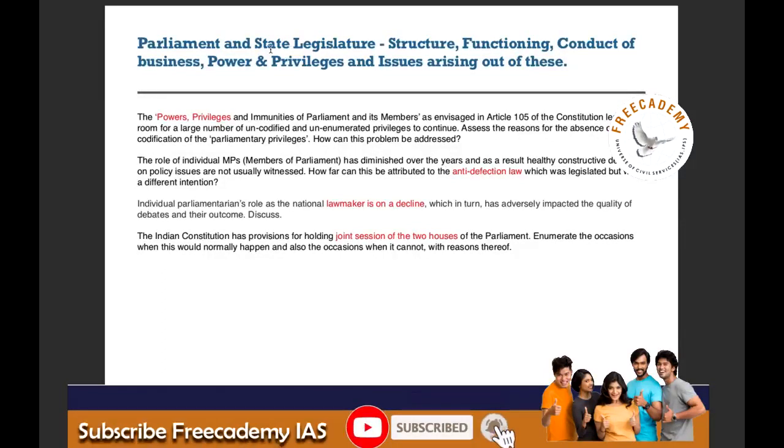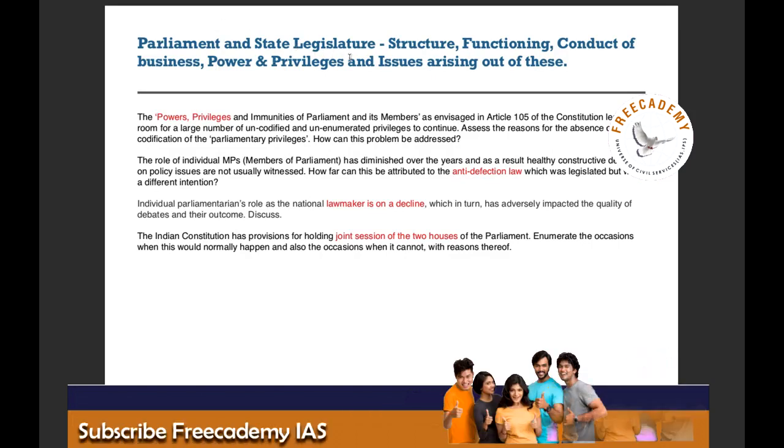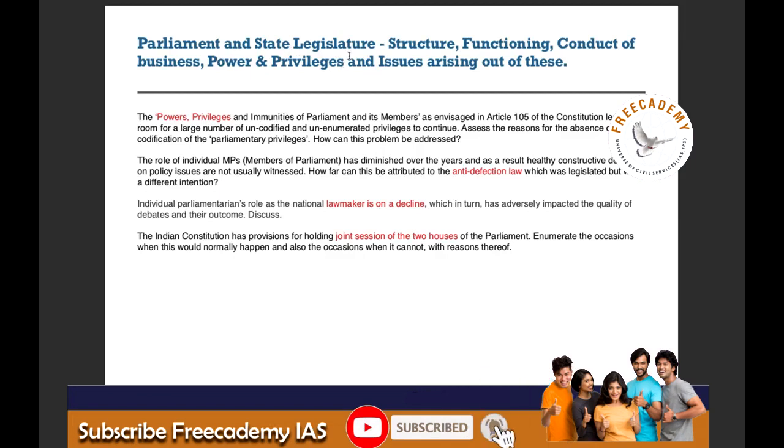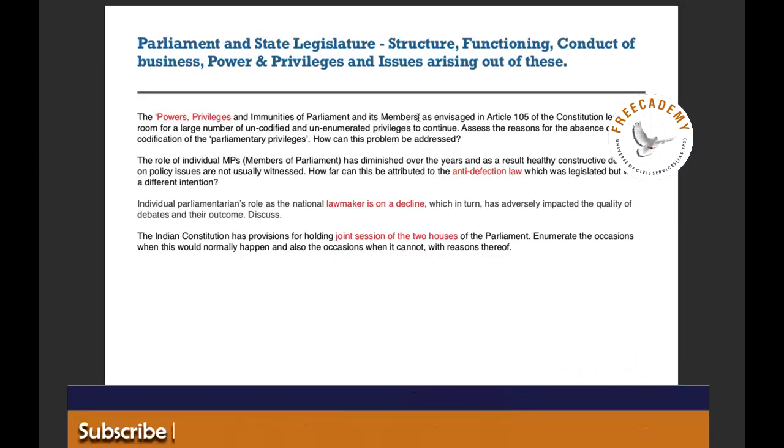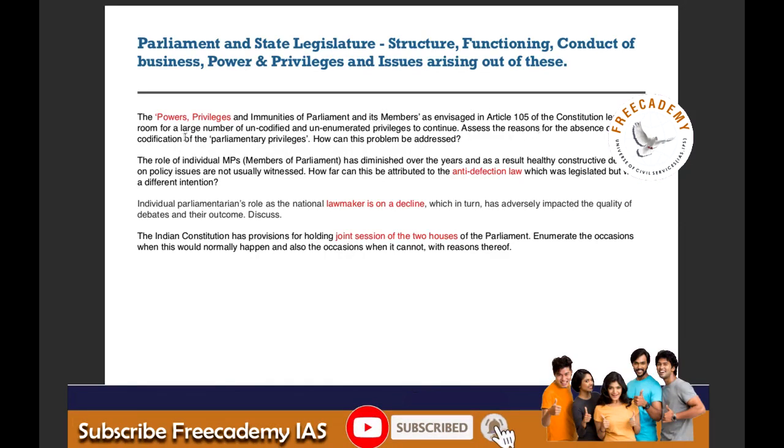Then there are the parliament and state legislatures. These are the constitutional pillars on which our constitution stands. They have once asked, exactly from the syllabus, about the powers and privileges of members of parliament under Article 105. What are the different powers and privileges, and why is there an absence of legal codification? Parliamentary privileges are not codified; the parliament simply has some privileges. And how can this codification problem be addressed?